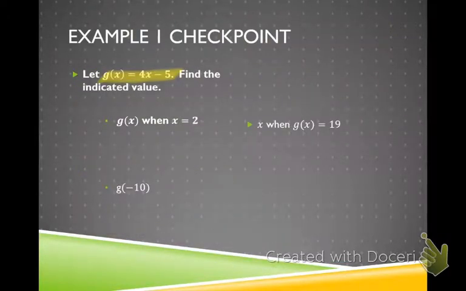All right, so on example 1 checkpoint, it's a different equation. Now it's g of x equals 4x minus 5. Remember, because they changed it from f to g, that's no big deal. It's just a different label for the function. It doesn't change the way that I'm solving anything.